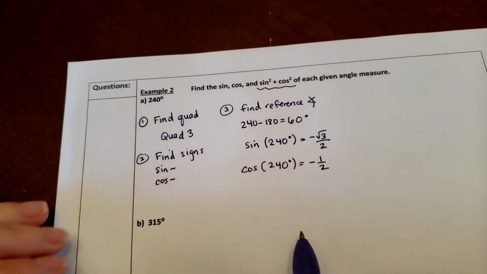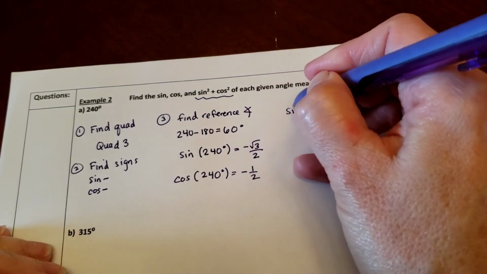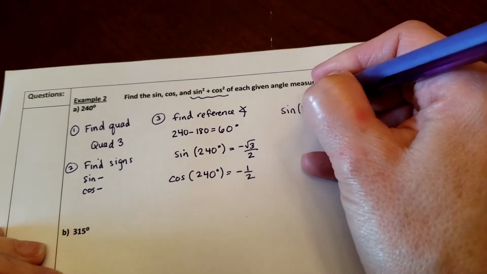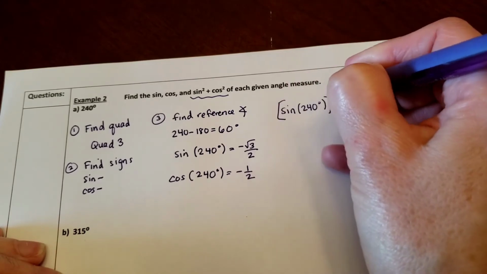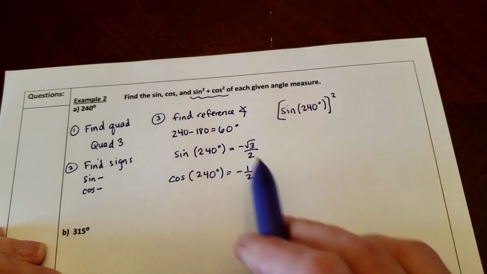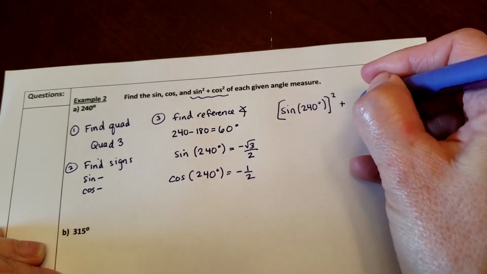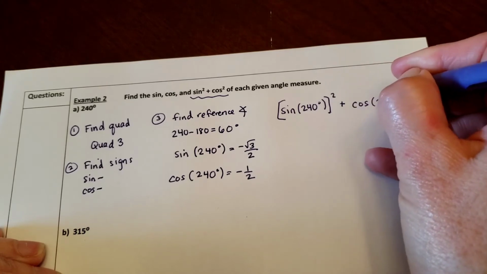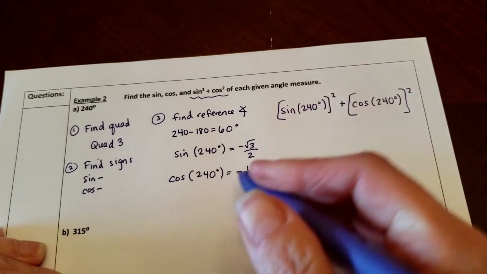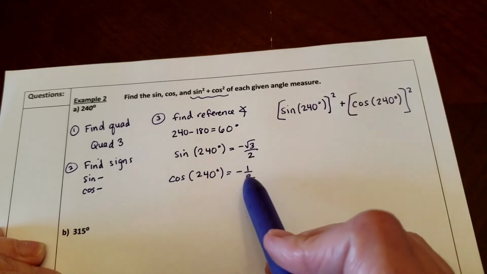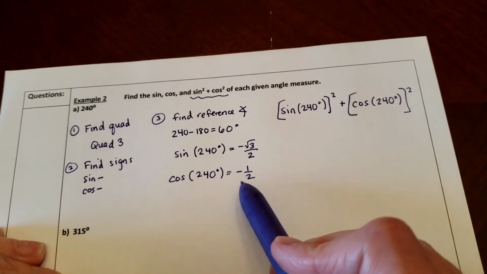And then this new part that we haven't ever done before is where you're going to take the sine of this 240 degrees. You're going to square that answer. So the answer that we got here, we're going to plug into here. And you're going to add that to the cosine of 240 degrees, and you're going to square that answer. So you want to do this part first, and then basically you're squaring this, and you're squaring this, and then you're going to tell me what you get.